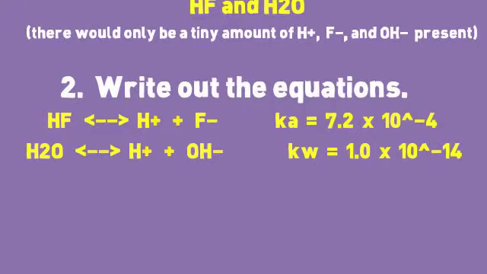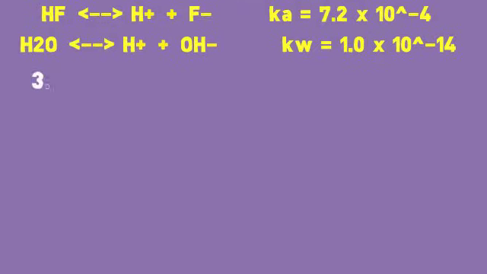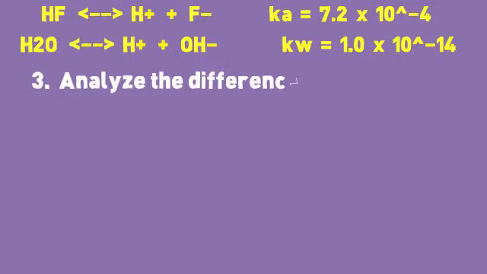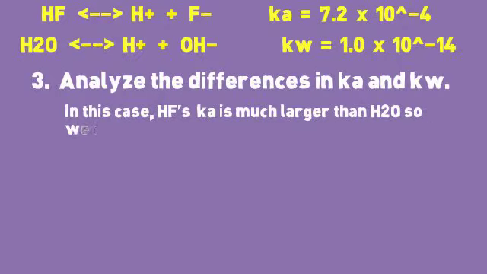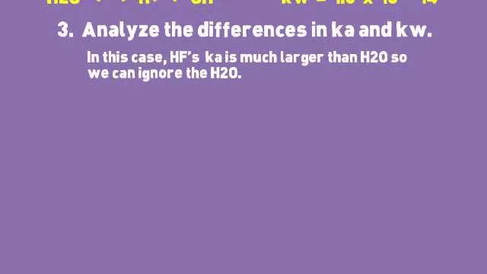Now, for step 3, after you've written out the equations, I want you to analyze those Ks. Look at the difference between them. There seems to be a rather large difference between those two Ks. So what can you assume? In this case, HF's Ka is much larger than Kw. So you can ignore the effect from the water dissociation, because it's so small in comparison.